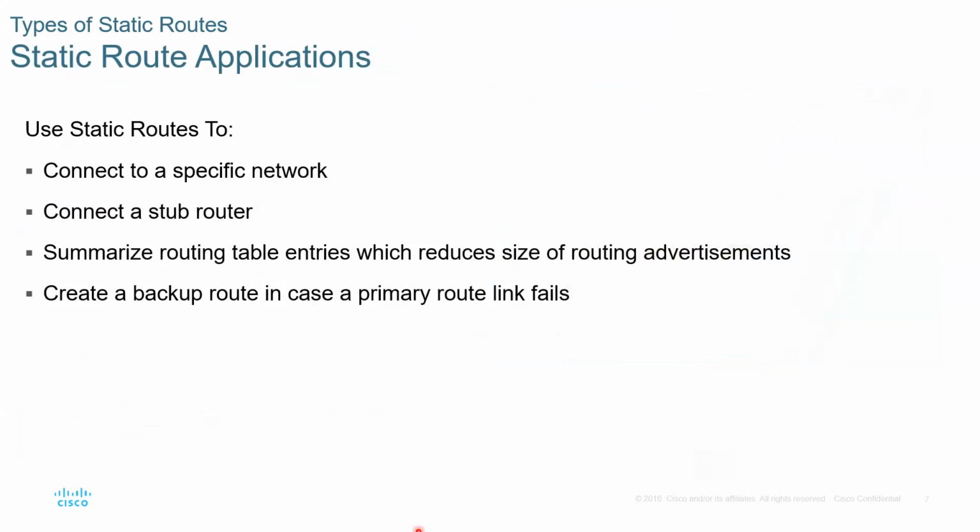Static route applications: connect to a specific network, connect to a stub network, summarize routing tables, which reduces the routing advertisements and the lookup process, and also create a backup route in case the primary fails.